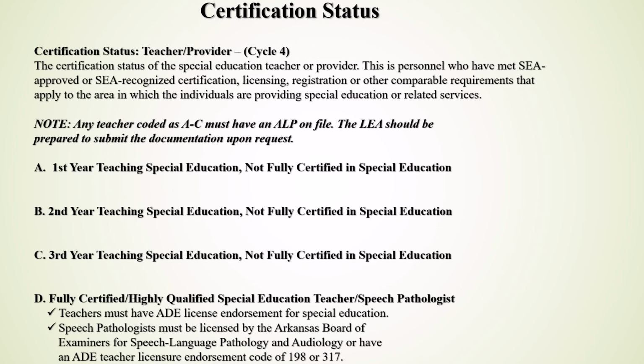We will now look at an employee certification status. If a teacher is working towards certification as a special ed teacher, they have up to 3 years to complete that process, called an ALP. The teacher will be marked A, B, or C depending on where they are in the process. In the license field, the letters ALP are entered along with the license the person is working towards. D is a fully certified teacher or speech therapist. Teachers receive their license from ADE, while SLPs receive their licenses from the Arkansas Board of Examiners of Speech Language Pathologists and Audiologists.